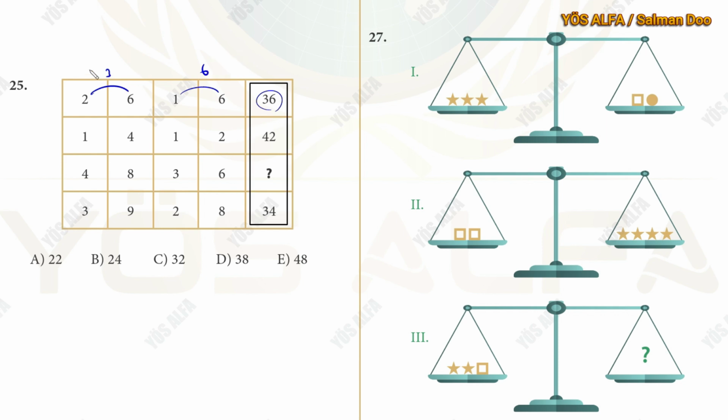So let's continue with the second row. 4 over 1 is 4. 2 over 1 is 2. The result is 42. And 8 over 4 is 2. And 6 over 3 is 2. So the result is going to be 22. 9 over 3 is 3. 8 over 2 is 4. So the result is 34. So our answer is A.